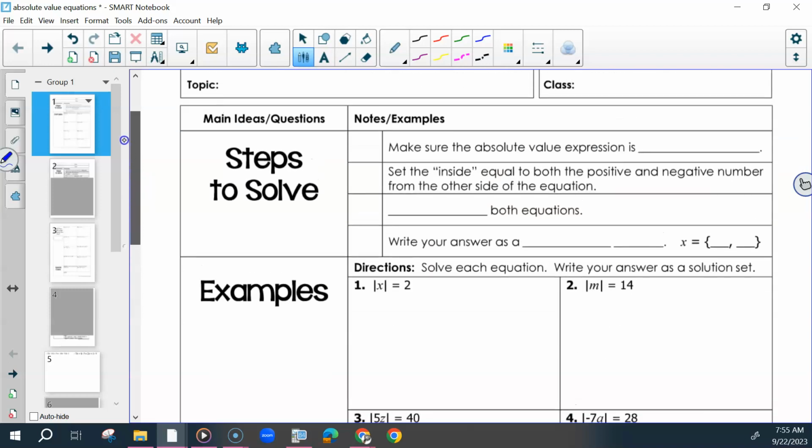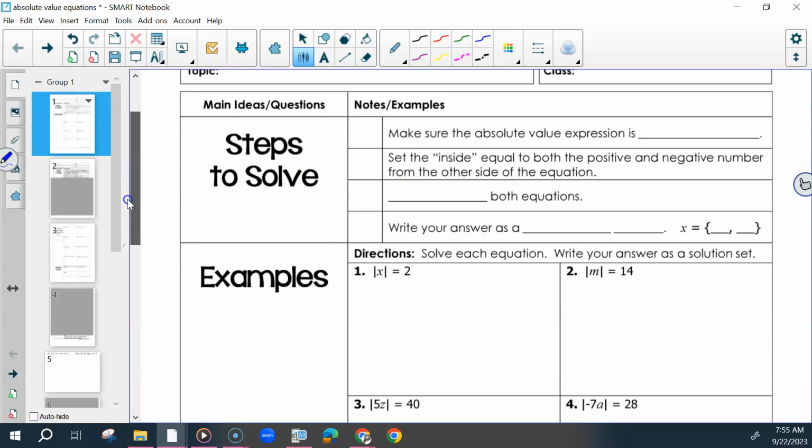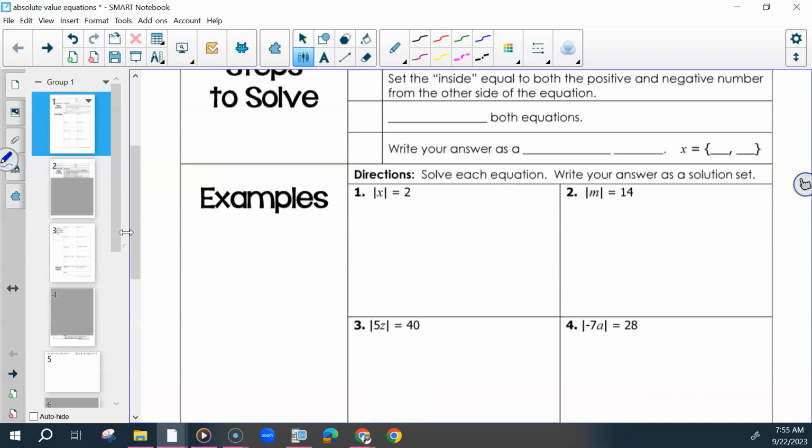Following the steps, make sure the absolute value expression is isolated. That means these absolute value bars, there can be nothing on the outside of them. If there is, you have to get rid of those and then start solving. But in this case, there isn't anything outside of there, so it's already isolated. Then we drop the absolute value bars and set whatever is inside to whatever this is, positive. But because absolute value measures distance, we can also set it to a negative.